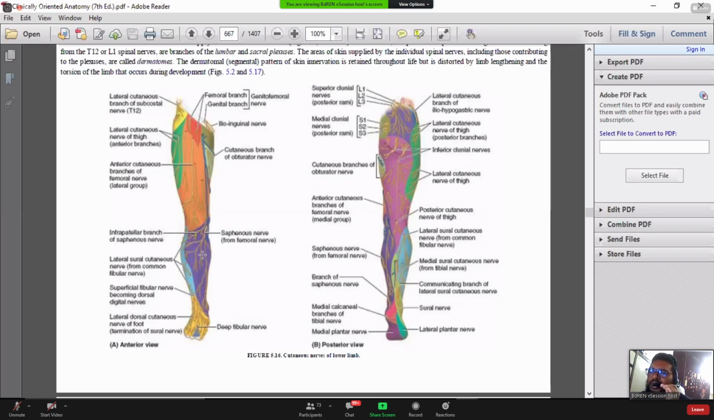There is a difference between a spinal nerve and a nerve. Say for example, the anterior cutaneous branch of the femoral nerve, or the lateral cutaneous nerve of the thigh. These are named nerves, though they are cutaneous nerves, but they are not spinal nerves, right?